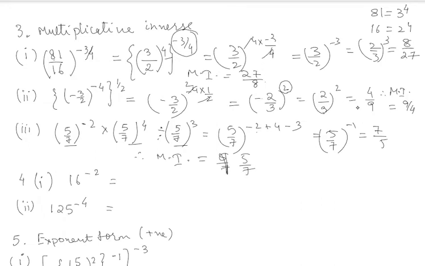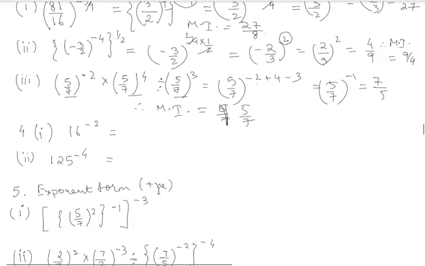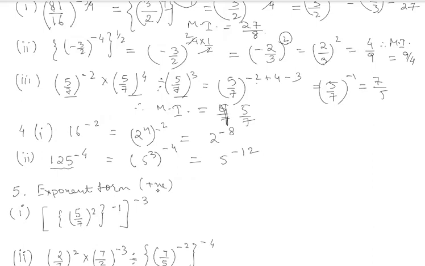Okay, the next question is writing 16 to the power of minus 2 with a base 2. So 16 can be written as 2 to the power of 4, and there's a minus 2 outside it, so this becomes 2 to the power of minus 8. Next question is again writing 125 to the power minus 4 with a base of 5. So factorize this and you get 5 cube to the power of minus 4. So this becomes 5 to the power minus 12.